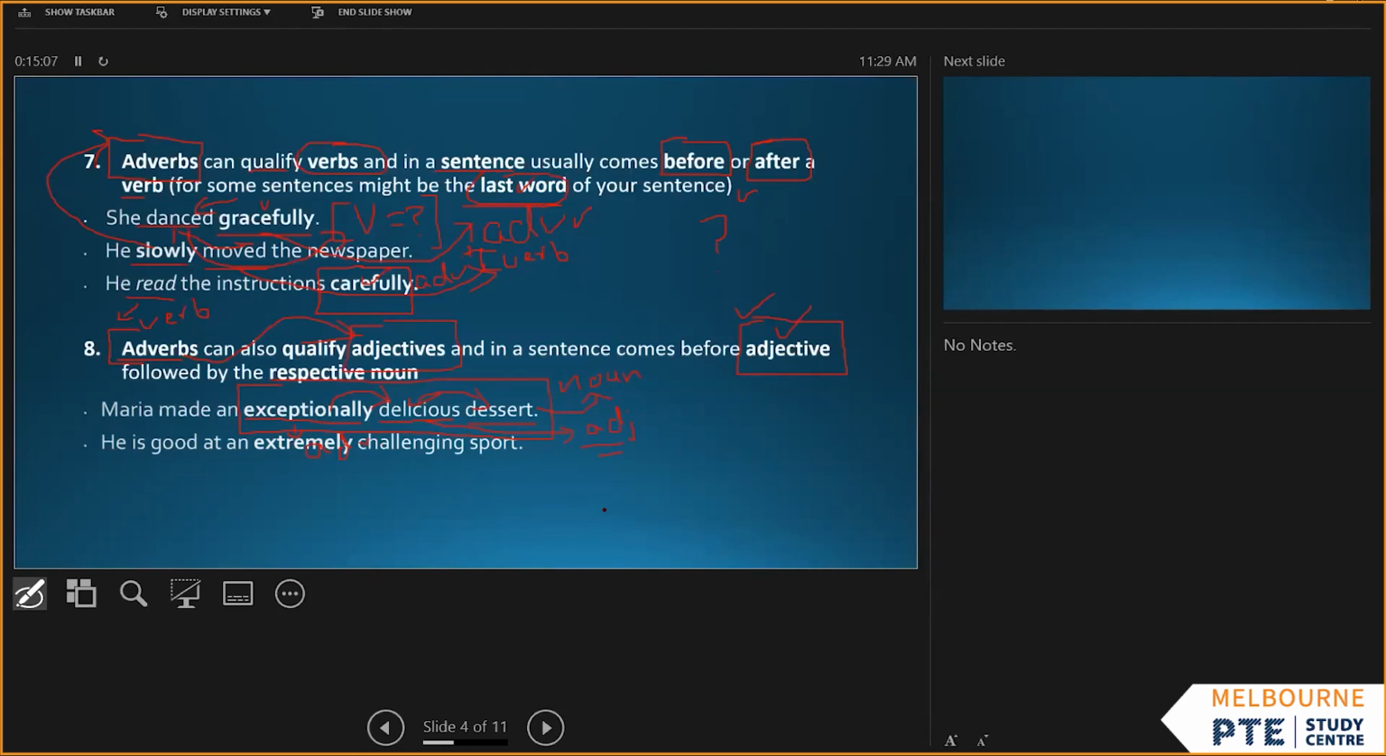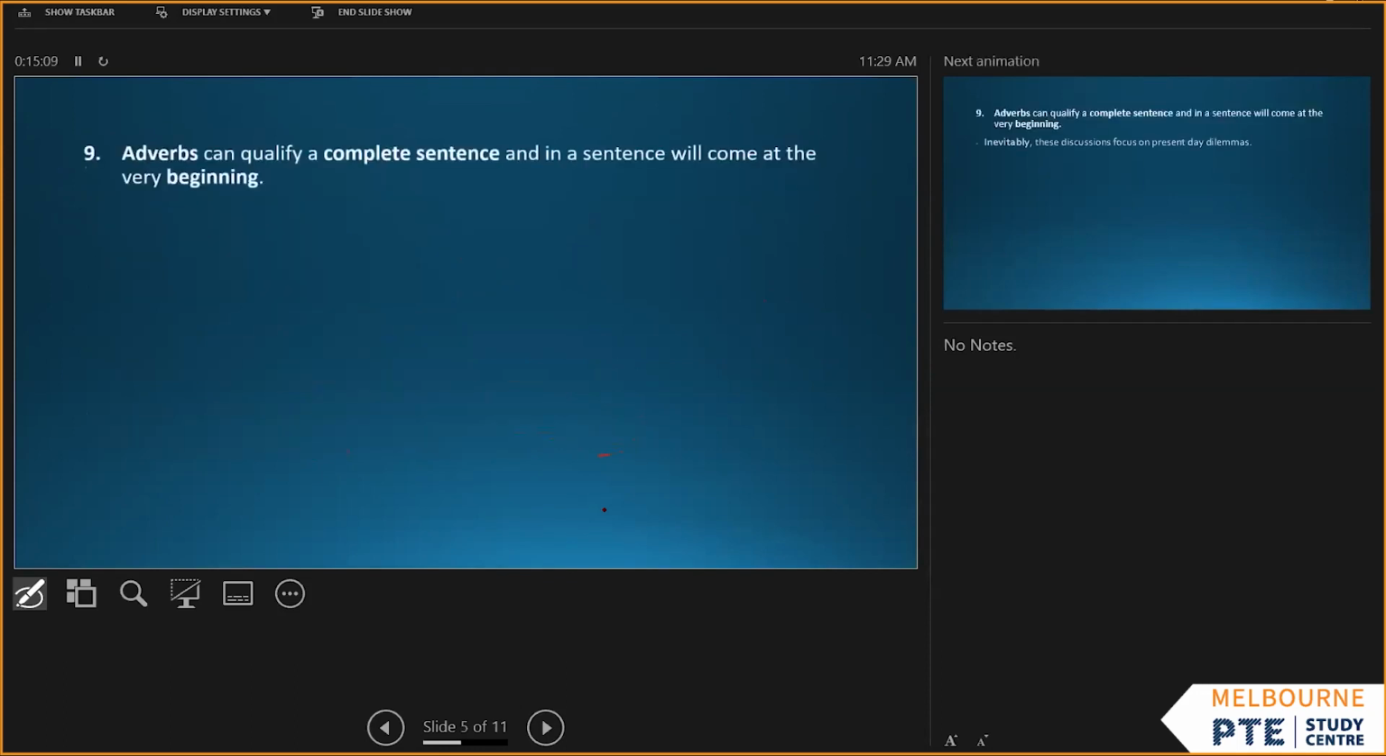Now let's move on to rule number 9. What does this say? Adverbs can qualify a complete sentence. And when they do, where will the adverb go? It will come at the very beginning of that sentence. Now, what does that mean, actually?